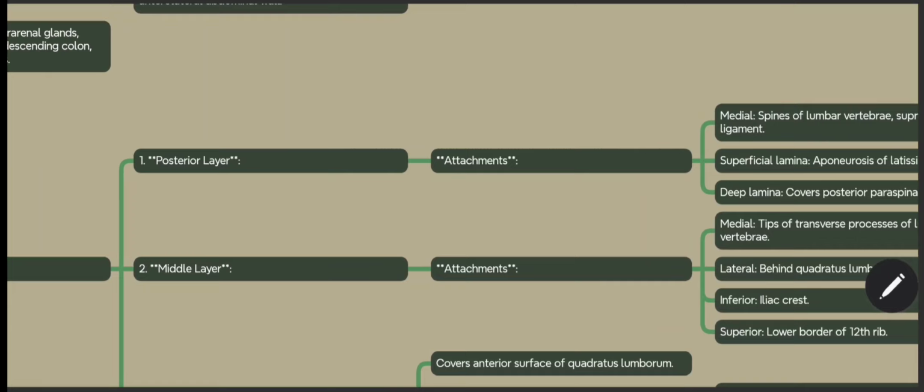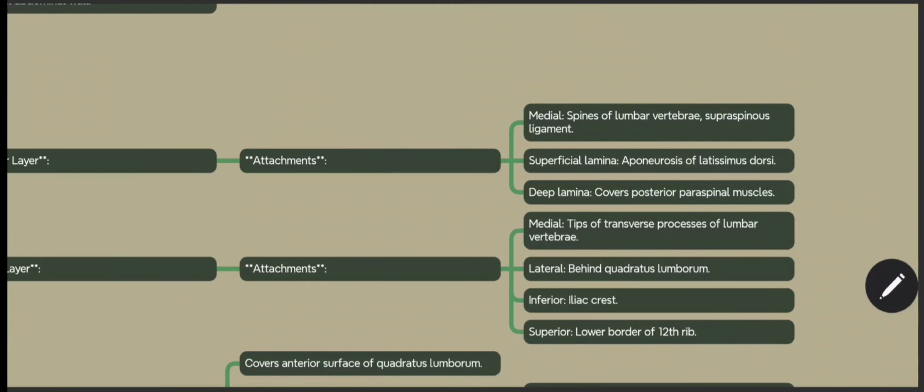So the posterior layer of the thoracolumbar fascia is attached medially to the spines of the lumbar vertebrae and the supraspinous ligament. There is a superficial lamina and a deep lamina. The superficial lamina is the aponeurosis of the latissimus dorsi muscle, and the deep lamina covers the posterior paraspinal muscles.